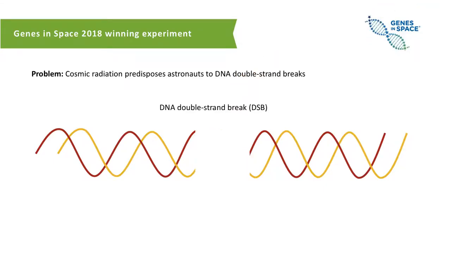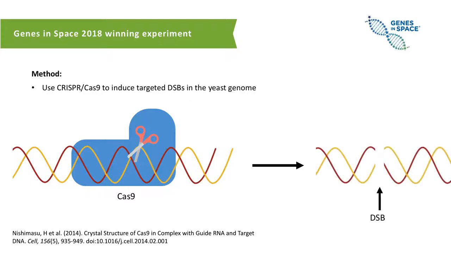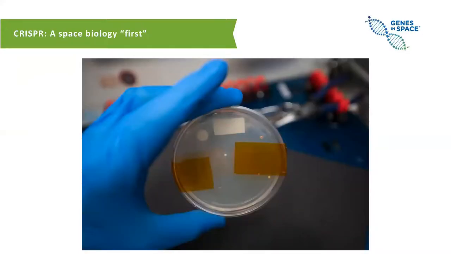DNA damage can lead to genetic mutations, which can ultimately lead to negative health effects, including cancer. In their winning investigation, the team elected to use CRISPR gene editing technology to inflict DNA damage in a targeted fashion. They carried this out in yeast, taking advantage of a system that produces a red or pink color change following the CRISPR edit, making for very easy visual verification of the success of the use of CRISPR.